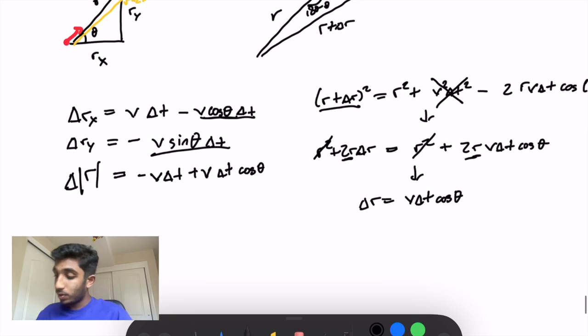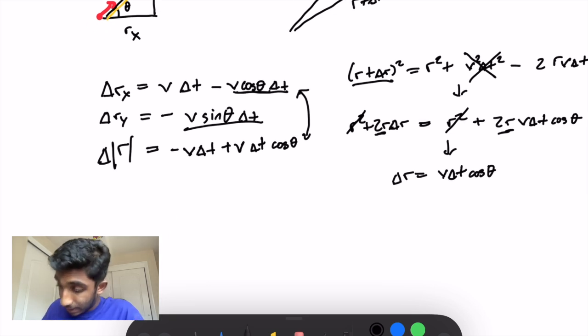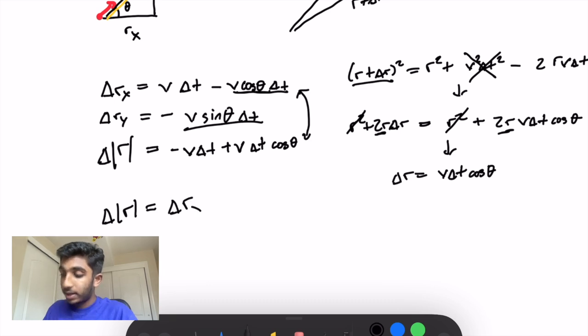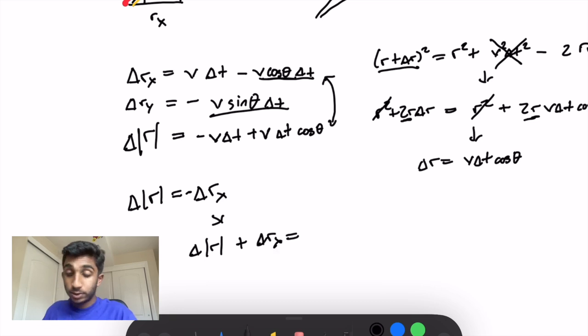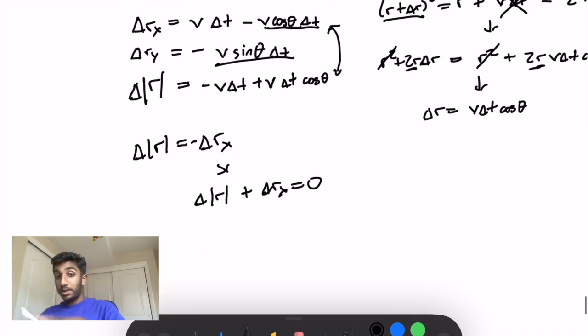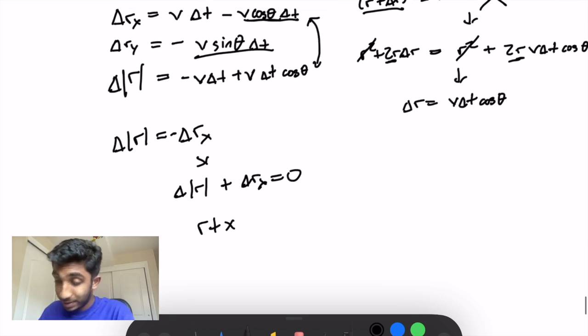Okay, so now you'll notice something very interesting. These two are exact negatives of each other. Now here was the important thing to note. What we note is that delta of the magnitude of r is equal to negative delta rx. In other words, delta magnitude of r plus delta rx is equal to 0. And by integrating, we would actually find that r plus x is then constant.